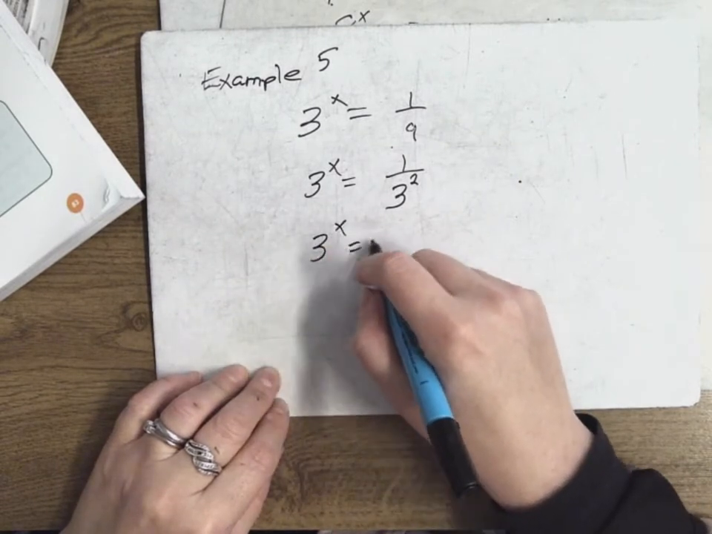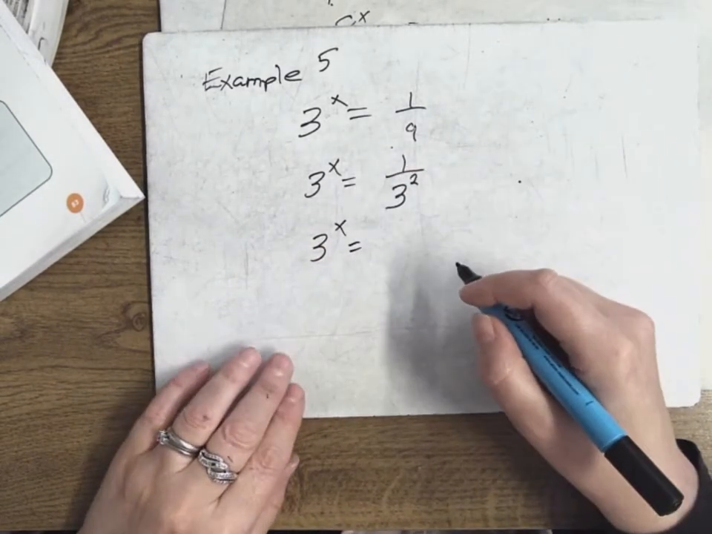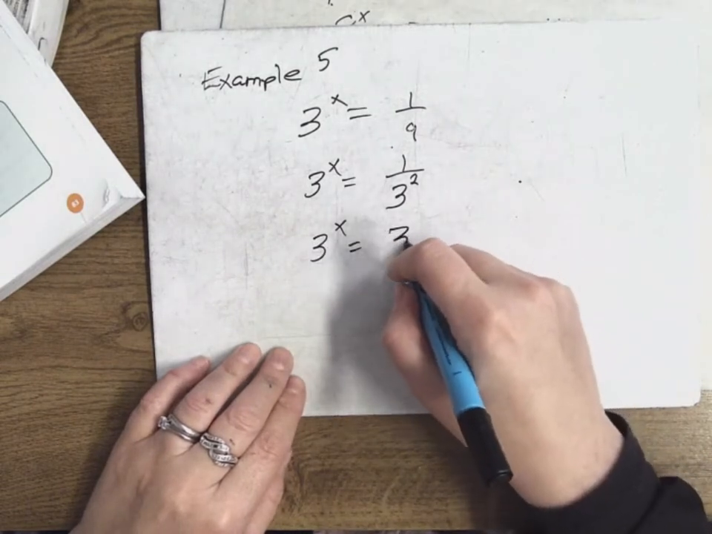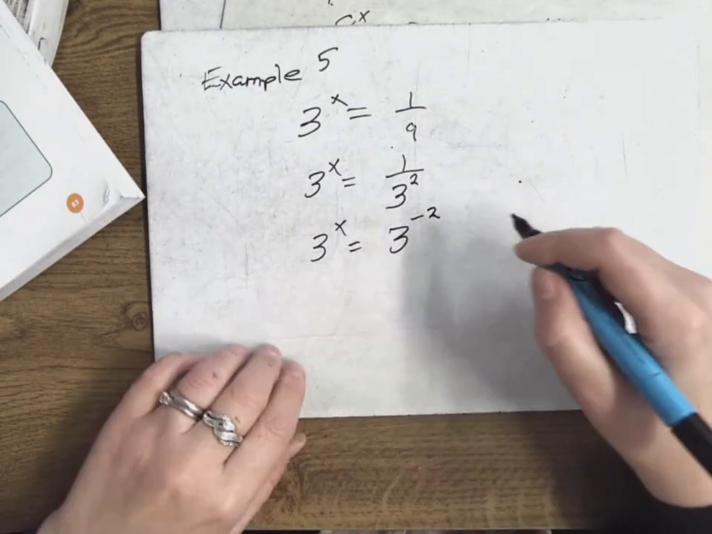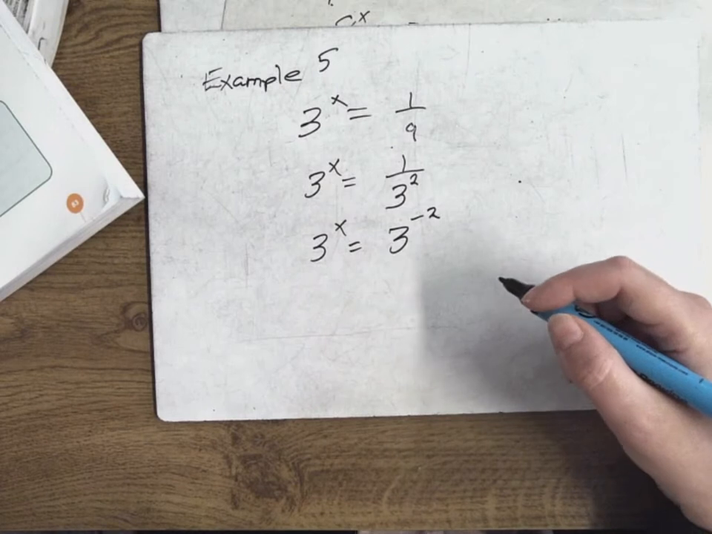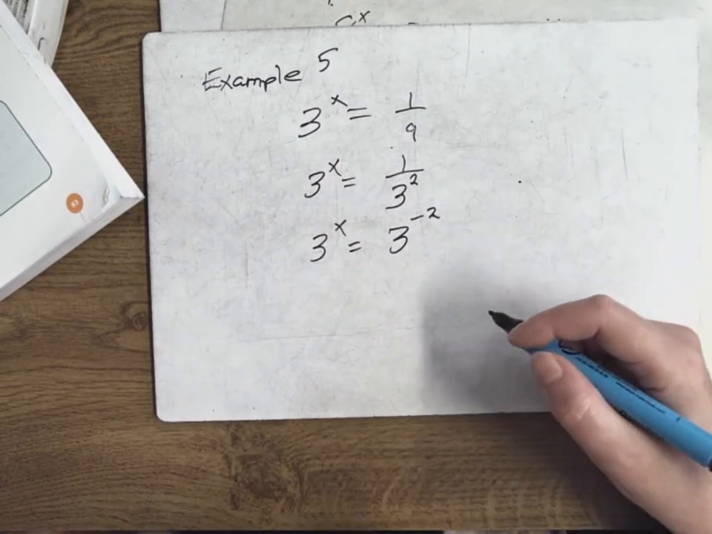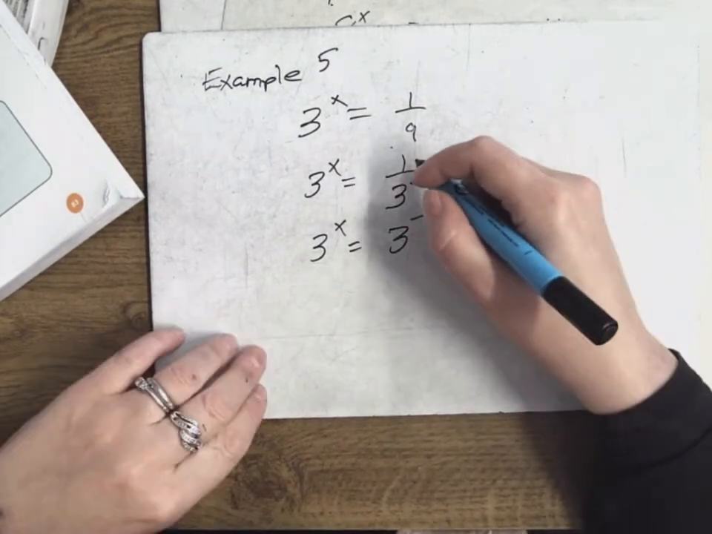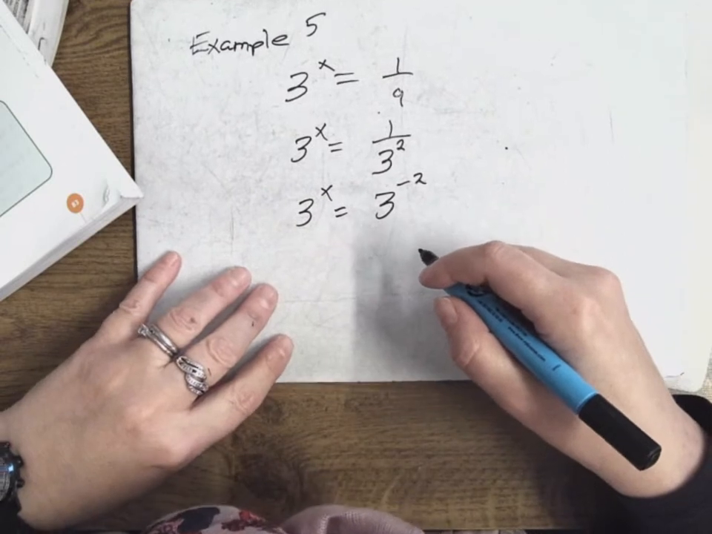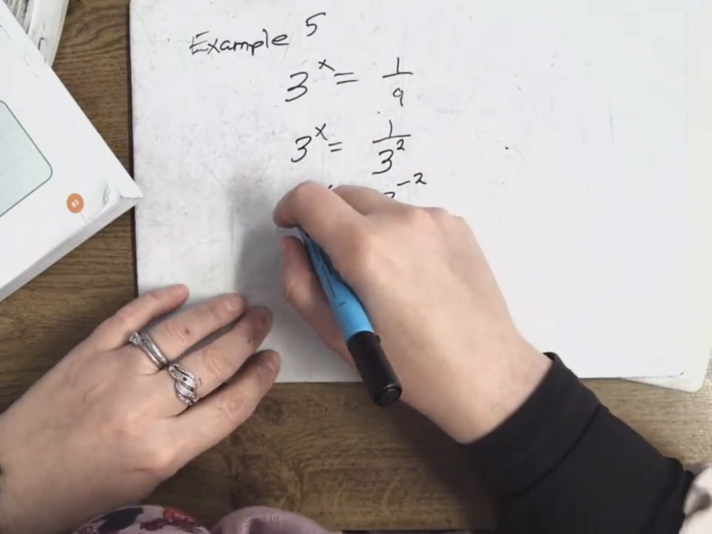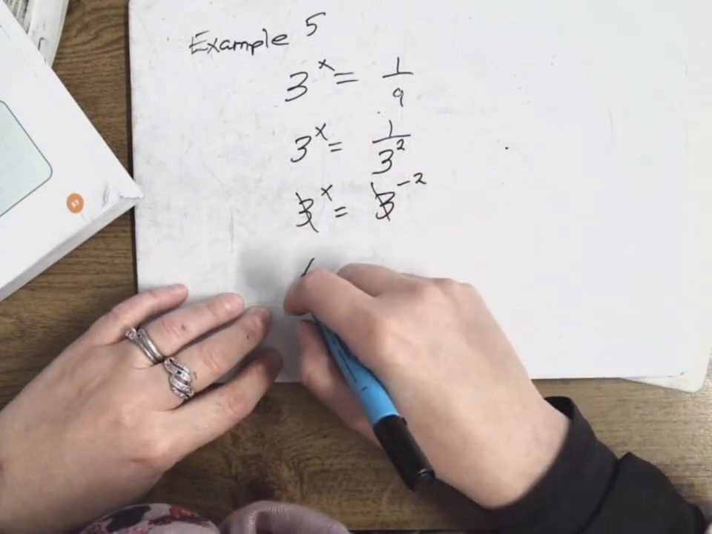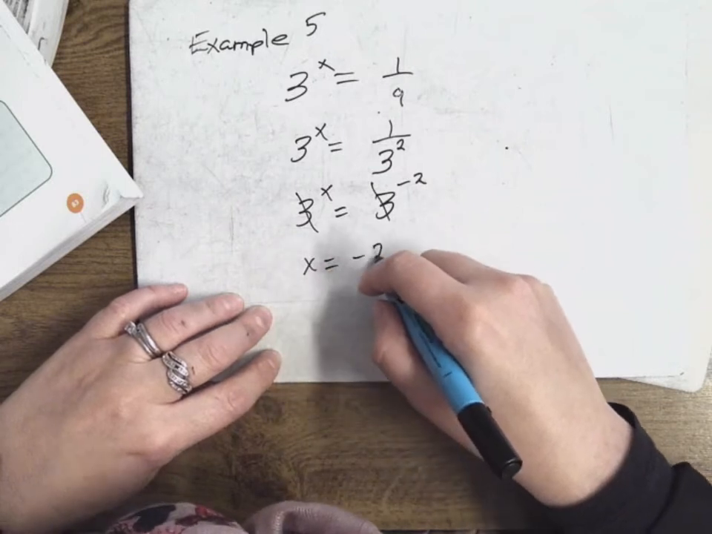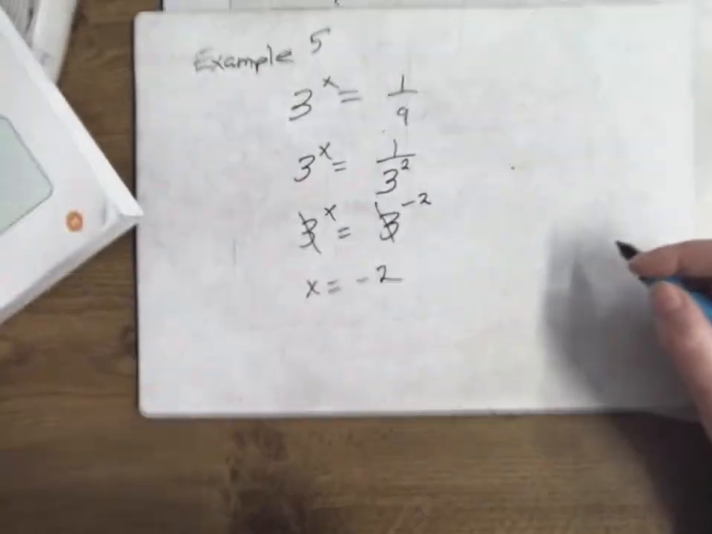If I bring 3 to the power of 2 upstairs, what happens to it? It becomes 3 to the power of minus 2. There's a 1 upstairs already. You can just ignore the 1 because multiplied by 1 you just get itself. If that was a different number, you couldn't ignore it. So the 3's cancel and x is equal to minus 2.